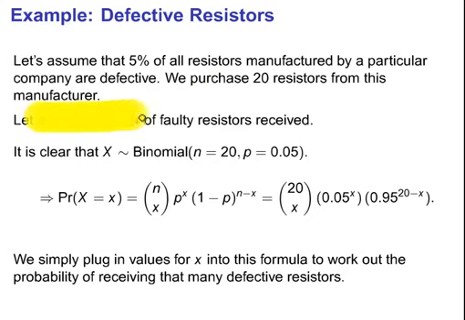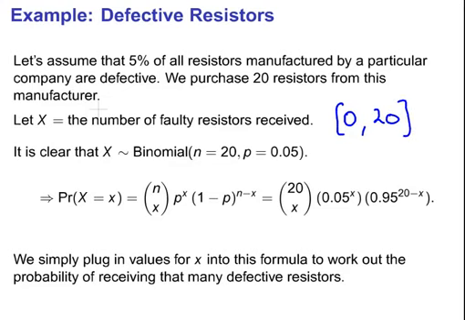Okay, so let x be the number of faulty resistors received. So x is some random variable, and it's a number between 0 and 20. We could have 0 faulty resistors, and we could have as many as 20. So it's clear that x is a binomial random variable with n equal 20 and p equal 0.05.